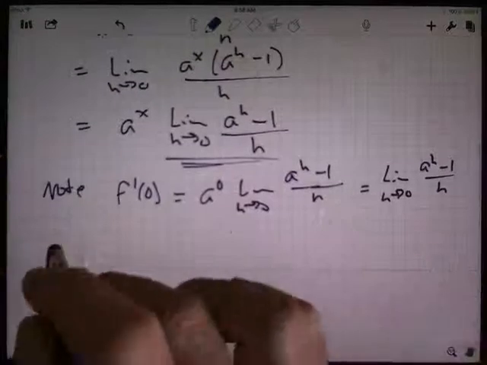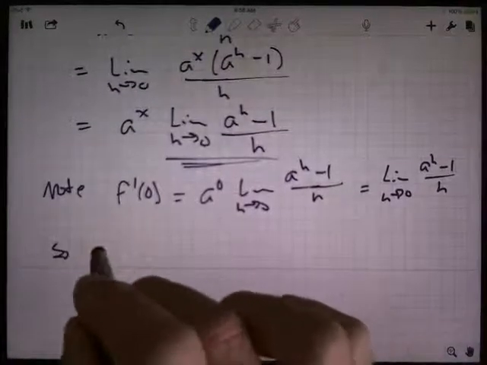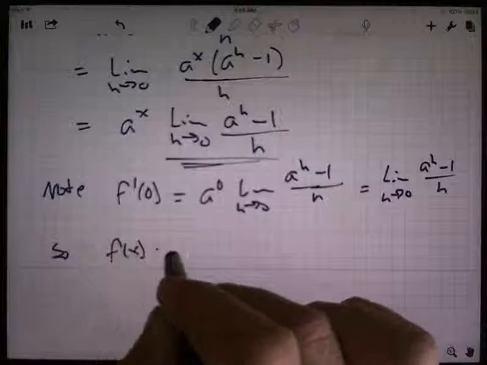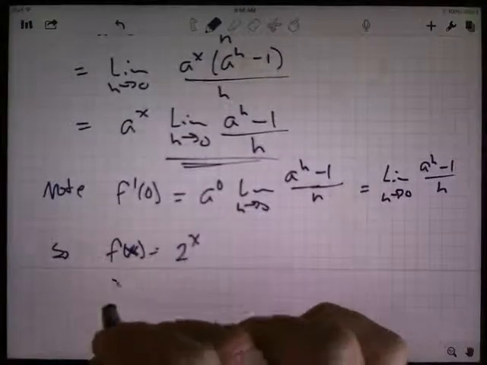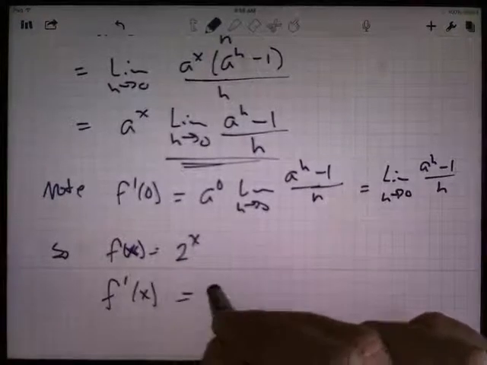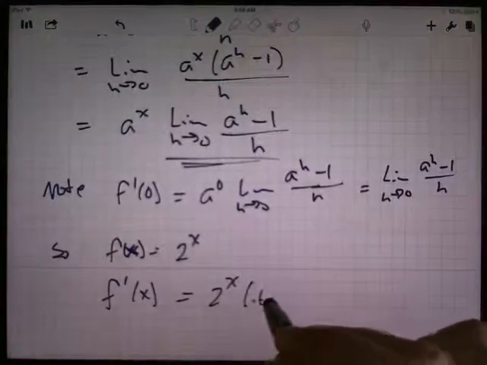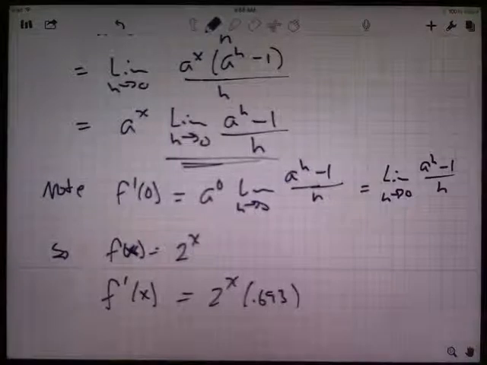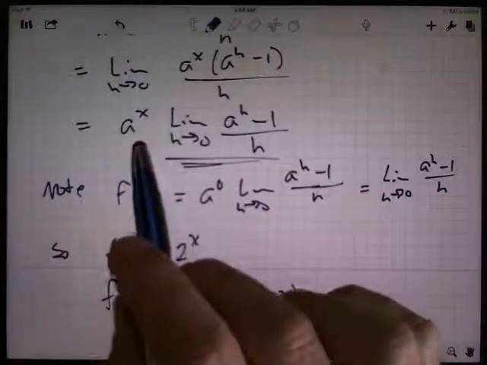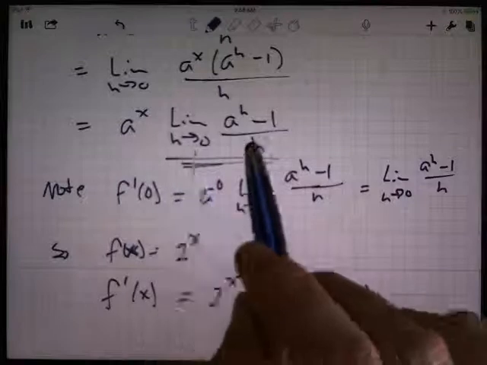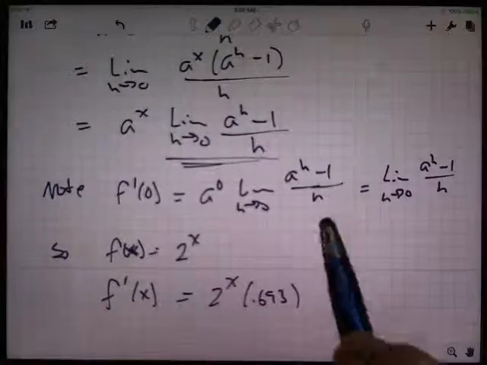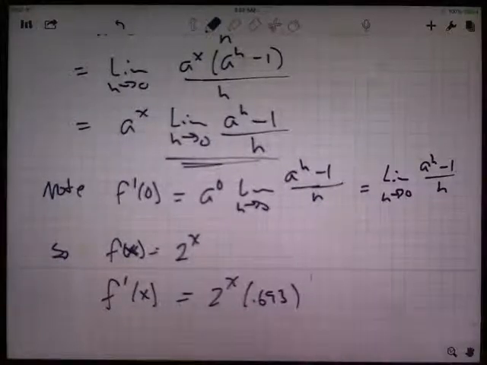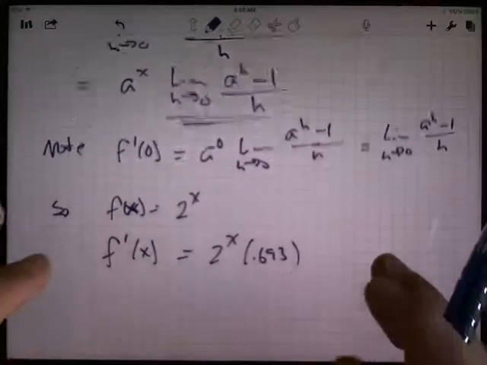So if I have f of x equals 2 to the x, then the derivative, f prime of x, is 2 to the x times 0.693-ish. The derivative of a to the x is a to the x times whatever this limit is. Well, for 2, the limit was this. And for each value of a, I'm going to have to figure out this limit. Eventually I'll have an easier way of figuring this out.